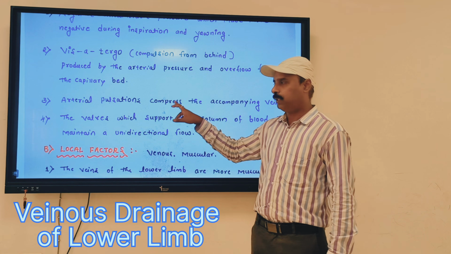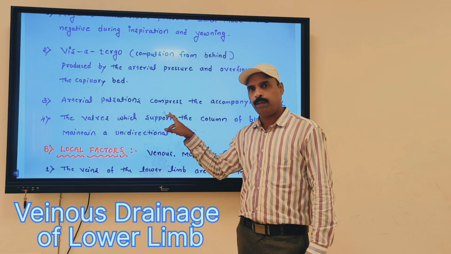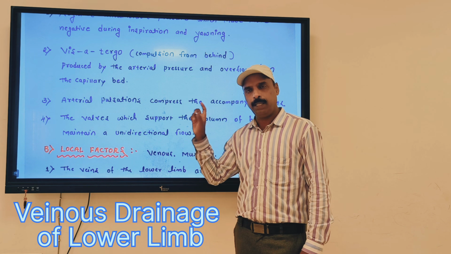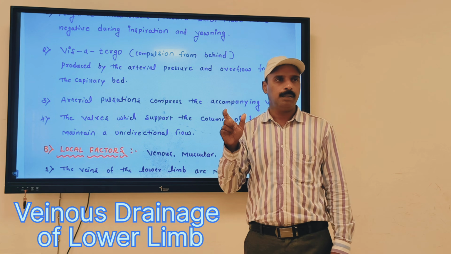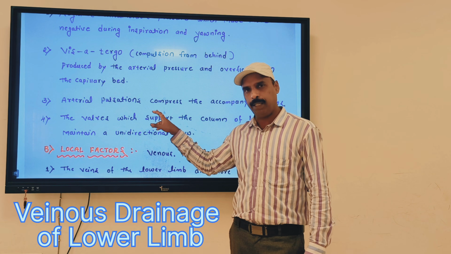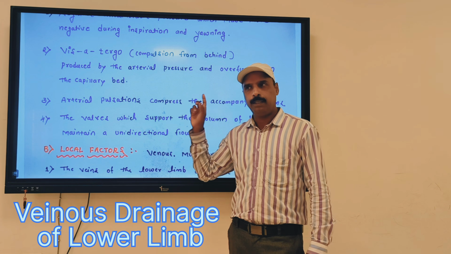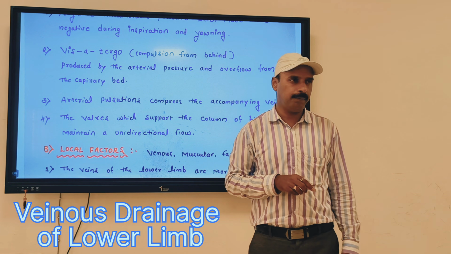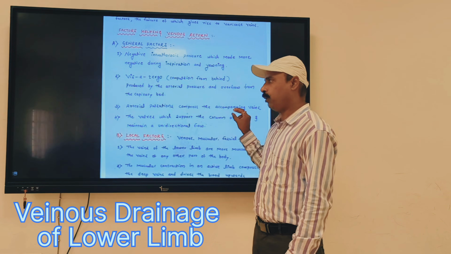Then arterial pulsation you know, then valves you know. Valve function is asked. Veins have the maximum number of valves towards the distal part, and the main function of the valves is that they maintain unidirectional blood flow. So that is the one you have to remember.